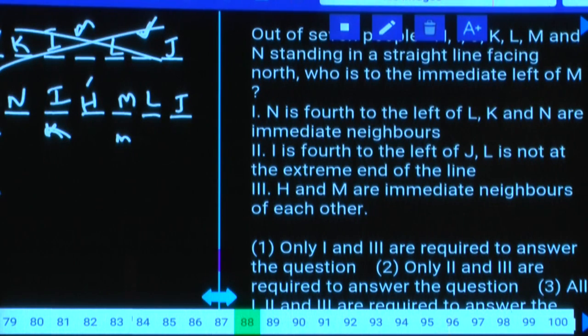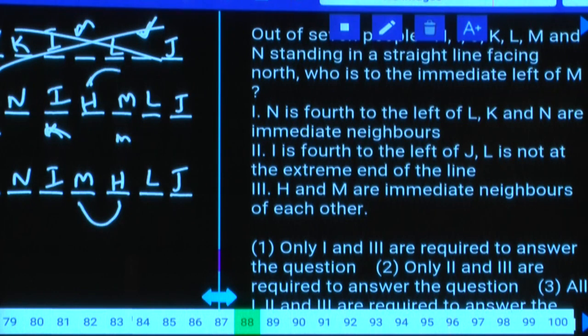It can be like this also. 1, 2, 3, 4, 5, 6, 7. And K, N, I, M, H, L, J. Can it be like this or not? Now in this case also H and M are immediate neighbors, here also H and M are immediate neighbors. Then what is your answer?